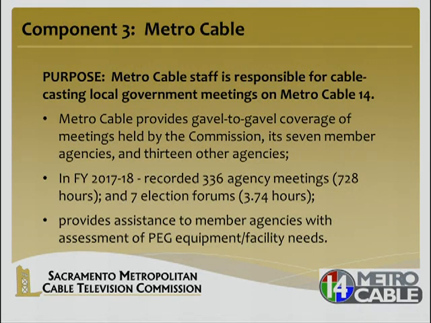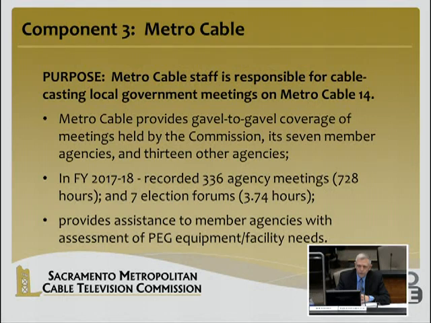And I'm very proud of staff. They work with the League of Women Voters, and they put on those election forums. And the most recent ones for the primary were actually quite interesting, if you happen to catch them.